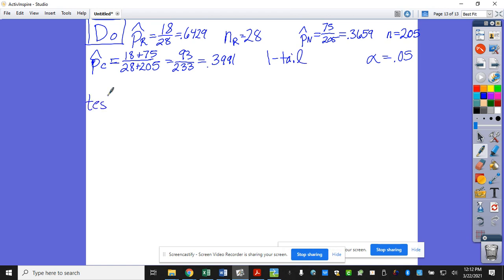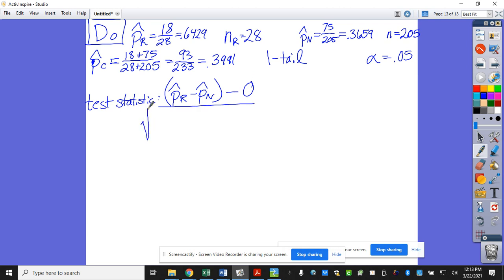So test statistic. I'm going to plug it in generically first. So based off of, let's just go with the way I have it written, I'm going to do P hat R first. So P hat R minus P hat N. And I'm writing minus what up here? 0, my claimed value.